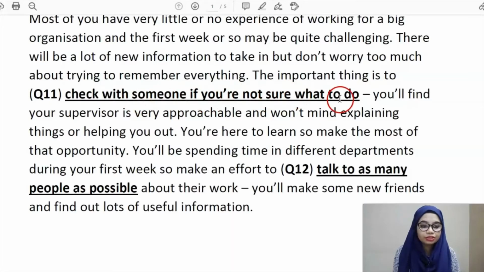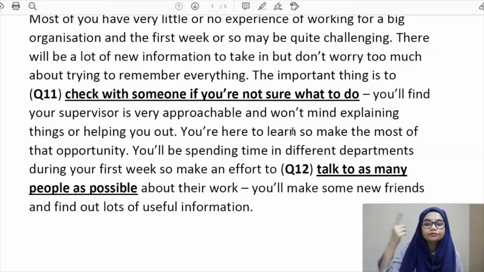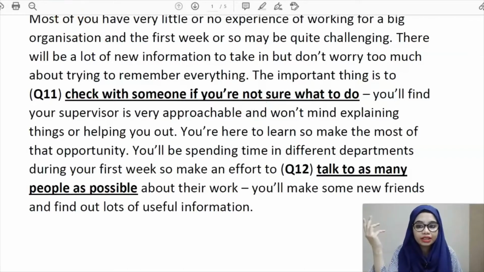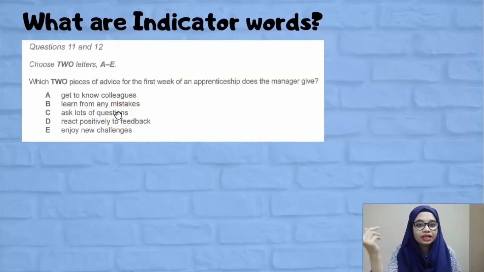Check with someone if you are not sure what to do. Check with someone means that you should ask someone if you are not sure what to do. So this is how they have paraphrased. The information given in the question paper is paraphrased in the audio, and this is how you find the answer. First you see which is the indicator word, and then you listen for the paraphrasing of the indicator word, because if you think the same indicator word like question is going to be said in the audio, you might not actually hear it, and you might end up losing marks. You should be aware that the indicator word given in the question will be paraphrased in the audio.